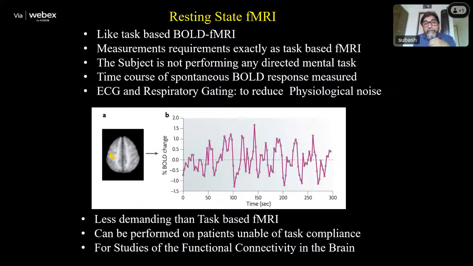The advantage of resting state fMRI is it is much less demanding than the task-based fMRI, because there's no task. You don't have to design any task, and many times children and people who are sick are not able to adhere to the task. They are not able to perform the task properly. So it becomes very difficult to perform such experiments with a kid or people who are not able to do the task properly. And this gives you a very good snapshot. It gives you a good idea about the functional connectivity in the brain when the brain is not doing any directed mental task.